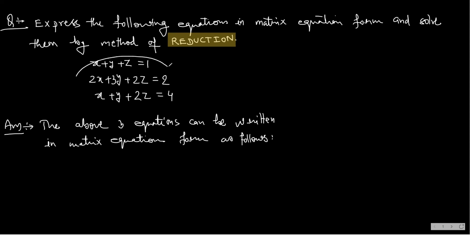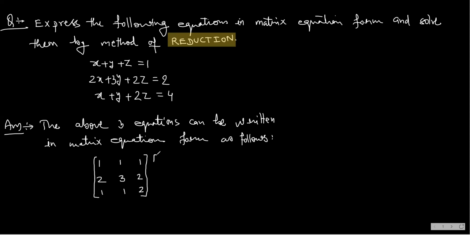Now we will write these three equations in matrix equation form. Here we will have one matrix of order 3 by 3, and in this we will have 1 1 1, 2 3 2, 1 1 2. This is the matrix of coefficients of x, y, z. You can check: the first equation is x plus y plus z, so the coefficients are 1 1 1. So I'll write 1 1 1 here.